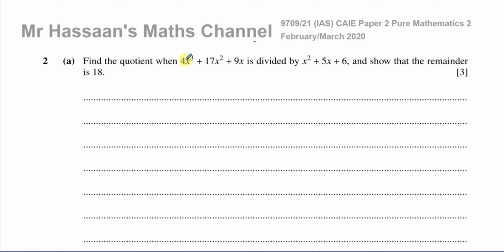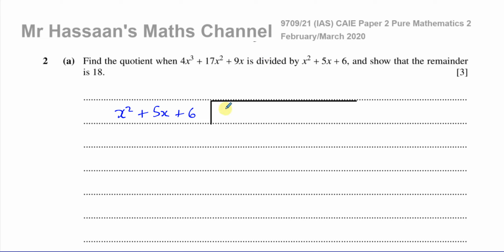We're told to find the quotient when 4x cubed plus 17x squared plus 9x is divided by x squared plus 5x plus 6, and we have to show that the remainder is 18. So when we have a question like this, we always put the denominator, which is after the division sign, on the outside of our division, and the numerator on the inside. So we make a little bus stop, as we could say. On the outside I'm going to write the denominator, which is x squared plus 5x plus 6.